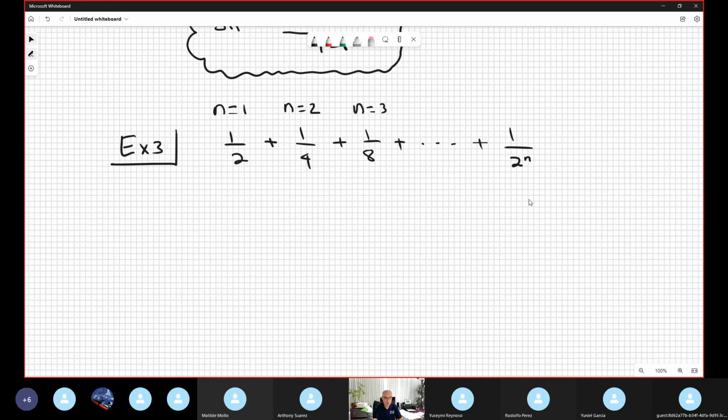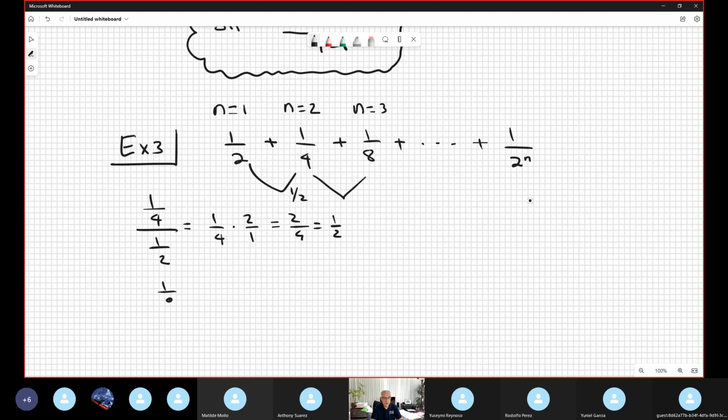You divide 1 over 4 divided by 1/2. This divided by this. 1 over 4 times 2 over 1. Flip it. It's 2 over 4, which gets 1/2. The answer is 1/2. Let's do one more. 1 over 8 divided by 1 over 4. 1 over 8 times 4 over 1, and 4 over 8, when you reduce, again 1/2. The common ratio is 1/2. Super.